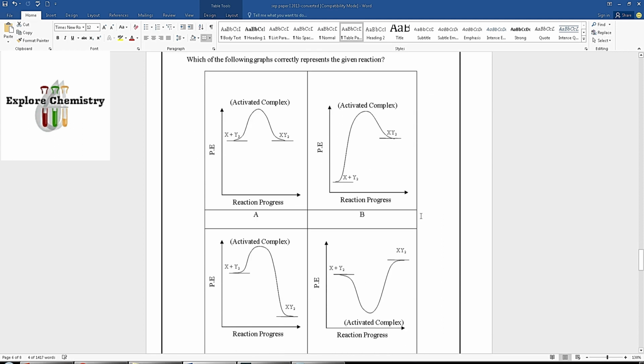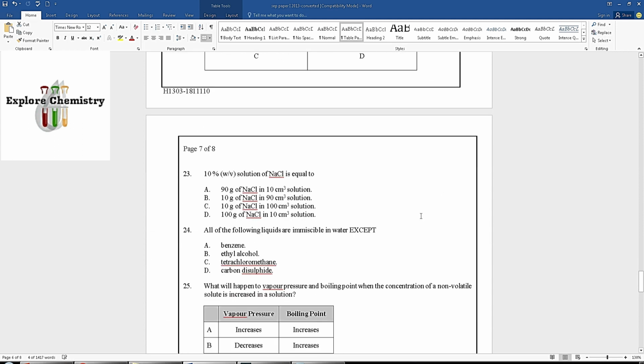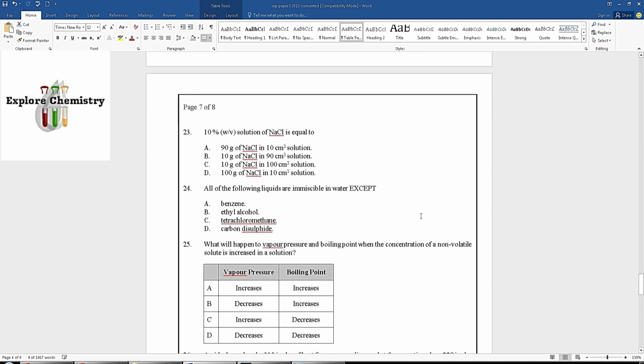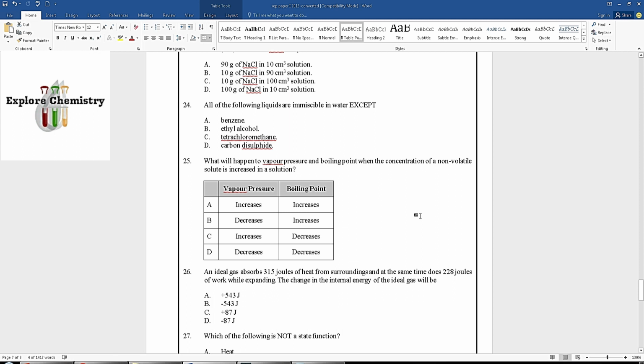Number 21, 22 is not related. Similarly 23 and 24, 25, they are also not related to our syllabus.